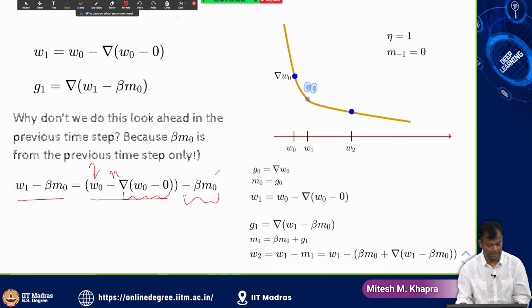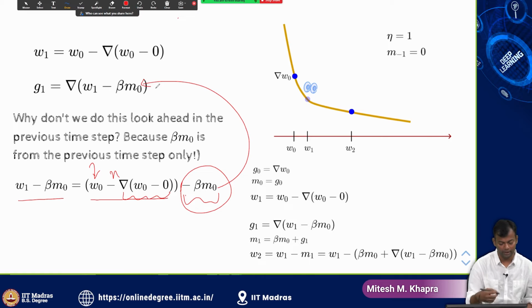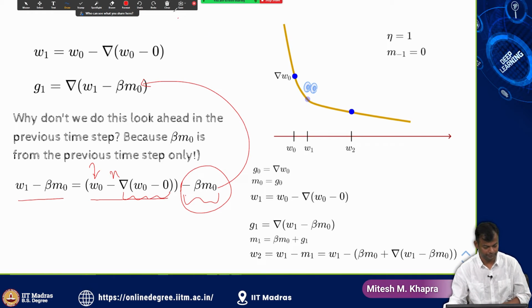So this is what was happening, right? If I do W1 minus beta m naught, this is what you will get, and this already has this look ahead incorporated into it, right? Which look ahead I was doing here. What if I just do the look ahead in the previous iteration itself, and when I'm computing W1, I just put in this quantity also over there?